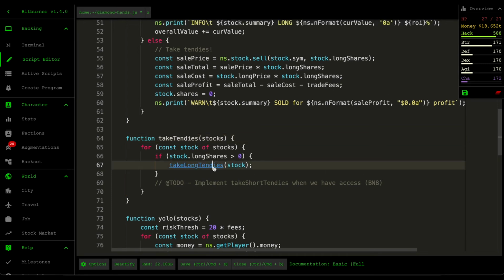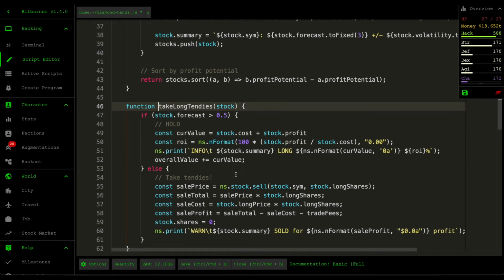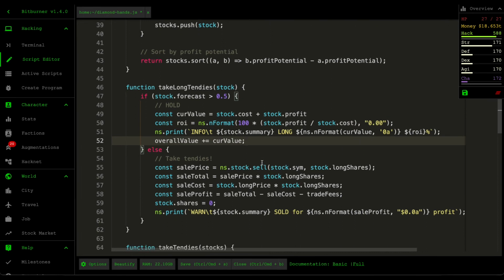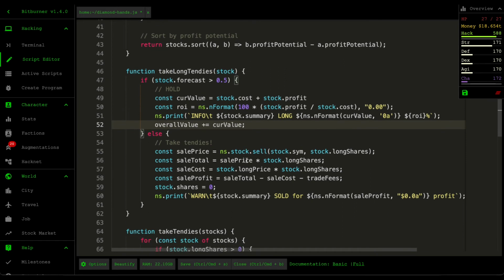So going to this take long tendies function, essentially we decide whether or not we hold or sell based off the forecast value. If the forecast value is greater than 0.5, it means that the value will go up, meaning that we hold it. So we grab the current value, we grab the return on investment, and then we just print it out and then add it to our overall value figure. Otherwise, if it's going the other way, so it's going to go down in the next tick, we're going to have to take action and then actually just sell that stock so that we can take the profits.